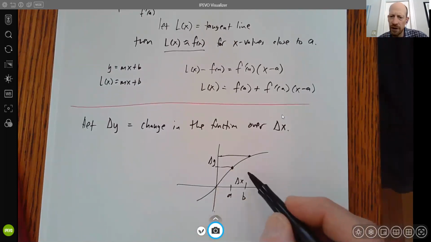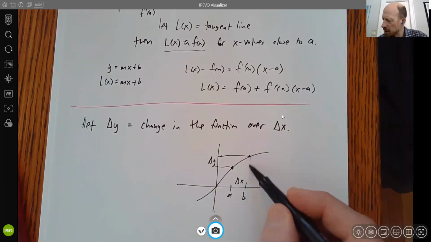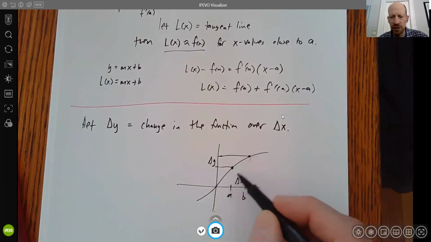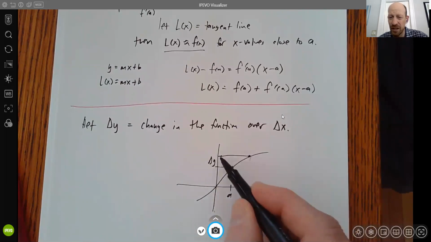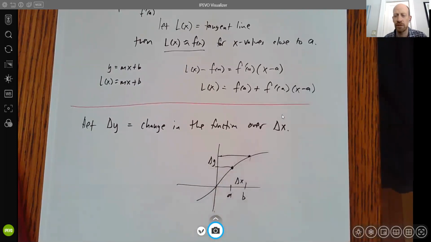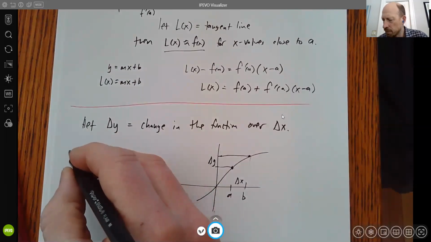In order to do that, you could plug b into your function and plug a into your function and then subtract those two, and that's going to give you exactly what delta y is. But we can also approximate delta y by something called a differential.